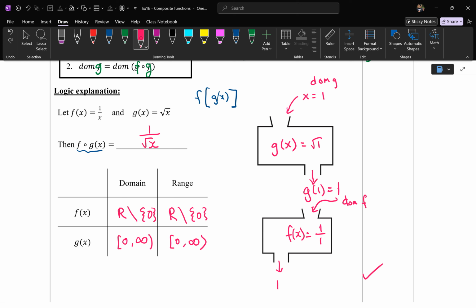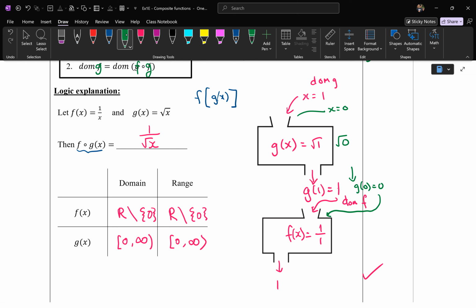Can you think of an example where it doesn't work? Lachlan. 0 in the top. Root of 0. So the first one works, g of 0 gives you 0. But then 0 needs to fit the domain for the second function. But we already said before, it takes all numbers except 0. So that one doesn't work. So what works for g of x did not work for f of x.